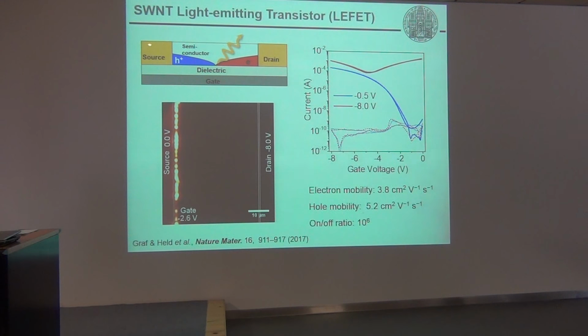And the way it works is that you basically inject holes from one side and electrons from the other side. They meet and they recombine and they form an exciton. And this is what you see here.